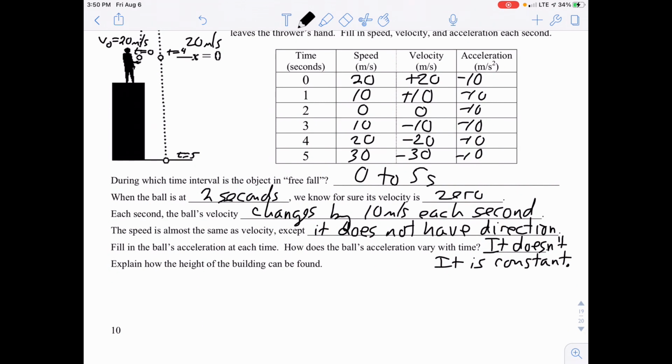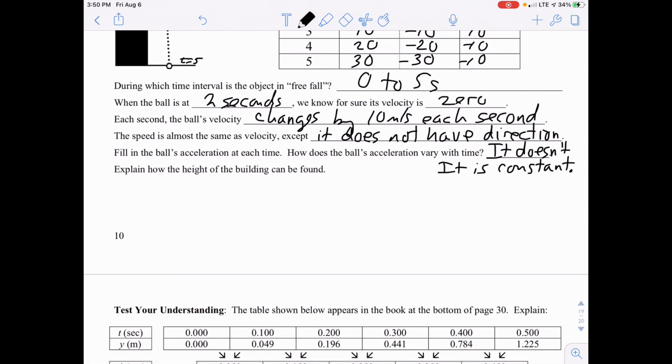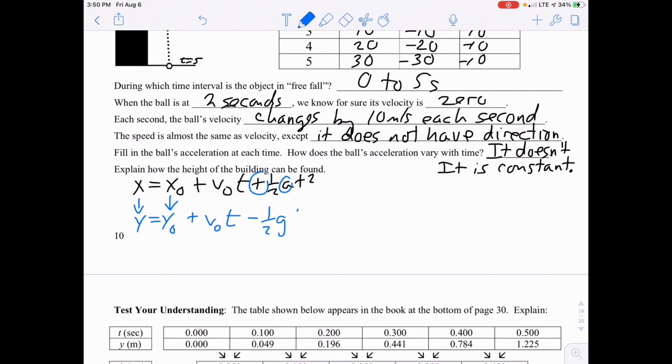Explain how the height of the building can be found. Well, we could use an equation that looks like this. Remember this equation here? x equals x naught plus v naught t plus 1/2 a t squared. Remember that? Well, here's how it translates when we're talking about free fall. x becomes y. x naught becomes y naught, plus, this is still v naught t, plus a becomes minus 1/2 g t squared. And we simply plug into this equation.